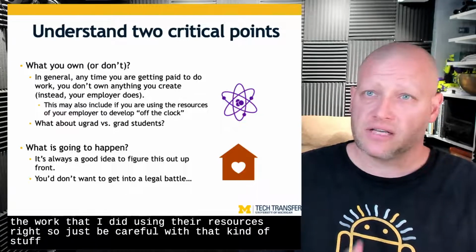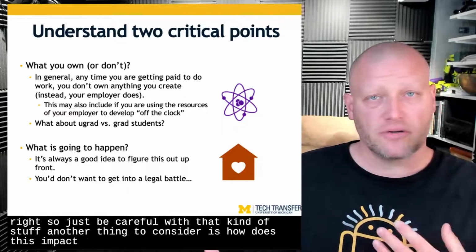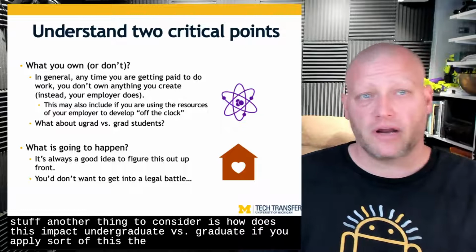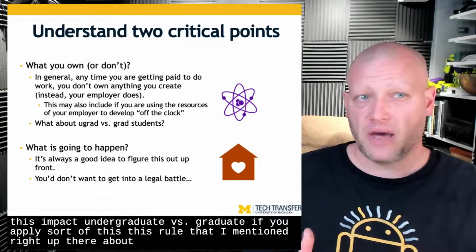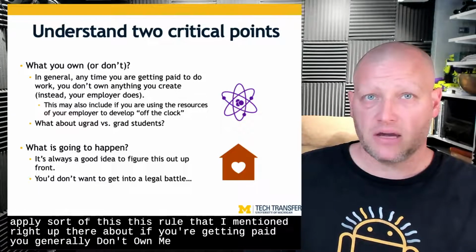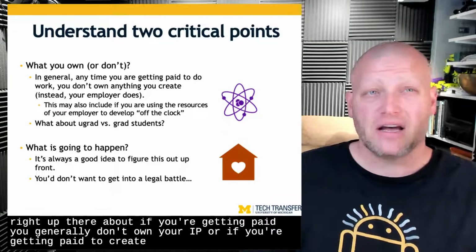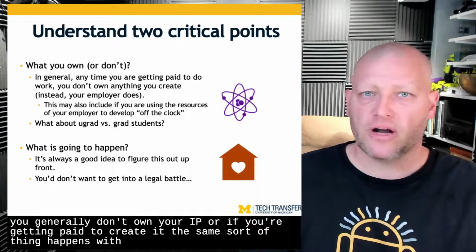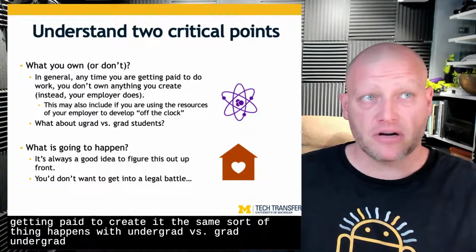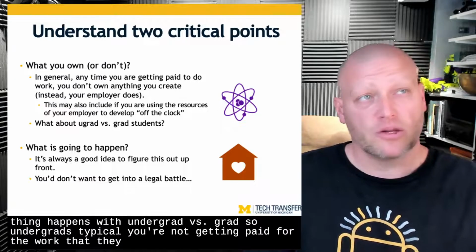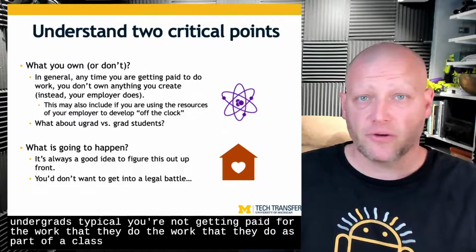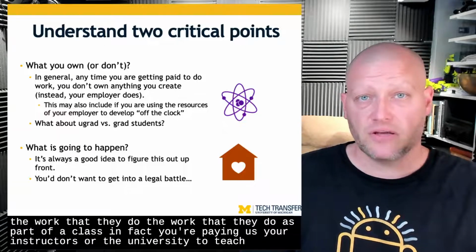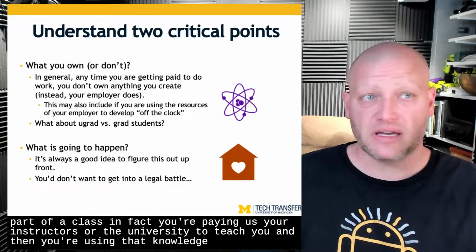Another thing to consider is how does this impact undergraduate versus graduate students? If you apply the rule that I mentioned up there, that if you're getting paid to create it, you generally don't own your IP, the same sort of thing happens with undergrads versus grads. So undergrads typically are not getting paid for the work that they do. The work that they do is part of a class. In fact, you're paying us, your instructors or the university, to teach you, and then you're using that knowledge to build something in the class.